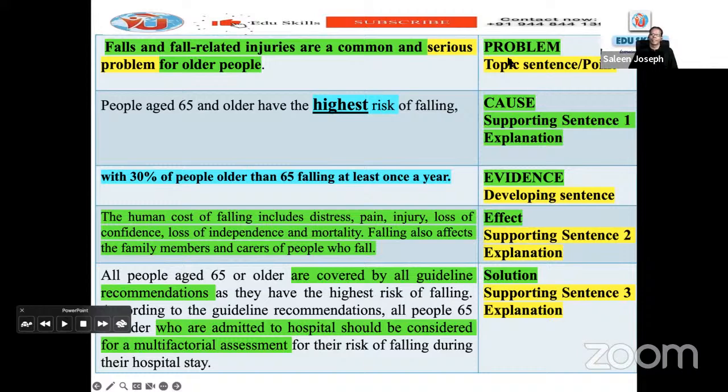This is a topic sentence, then a supporting sentence which explains the topic sentence, then the evidence, example, or data given. Then the effect, that is supporting sentence 2. The human cost of falling includes distress, pain, injury, loss of confidence, loss of independence and mortality. Falling also affects the family members and carers of people who fall. Solution: supporting sentence 3, with explanation again given. Those admitted to hospital should be considered for a multifactorial assessment.